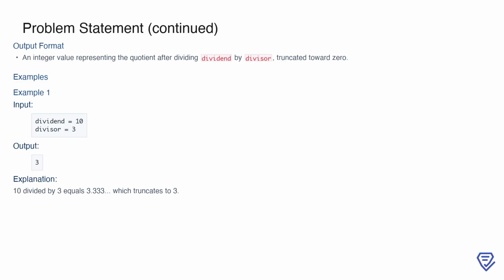Suppose the dividend is 10 and the divisor is 3. When you divide 10 by 3, the result is 3.333. Since we truncate the fractional part, the output becomes 3. This is the integer result of dividing 10 by 3, with truncation towards 0 applied.